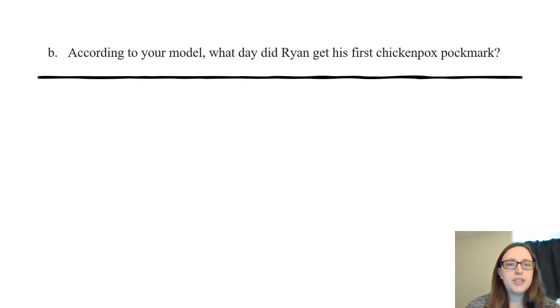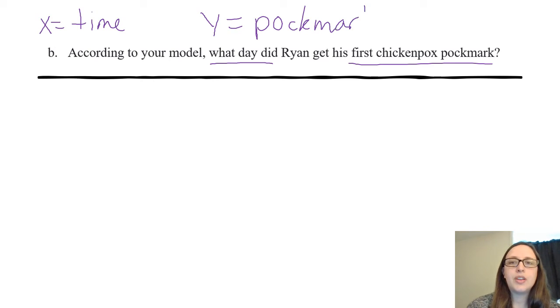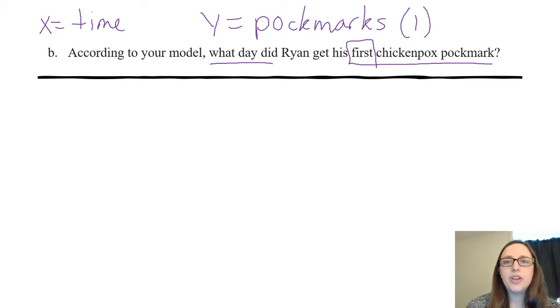Okay, so in the second part, we are going to figure out what day Ryan got his first chickenpox mark. So if you remember, x represents time and y represents the pock marks. So we could reword this to: what value of x do we get when y is equal to 1? So we're trying to figure out when he had just one pockmark, or his first one.